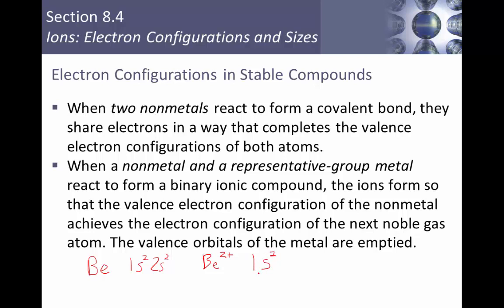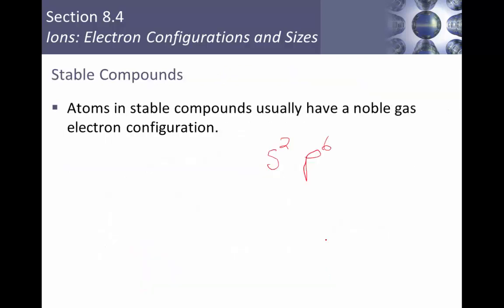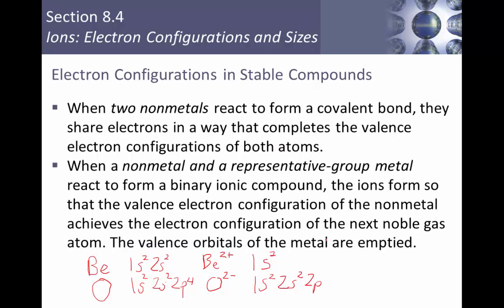Helium, noble gas configuration. Let's say it bonds with oxygen, for instance. Oxygen is 1s2, 2s2, 2p4, not the noble gas configuration. However, oxygen accepts those 2 electrons. What do we got? 1s2, 2s2, 2p6. Noble gas configuration. So that's the idea in that bonding, whether it's covalent or ionic.